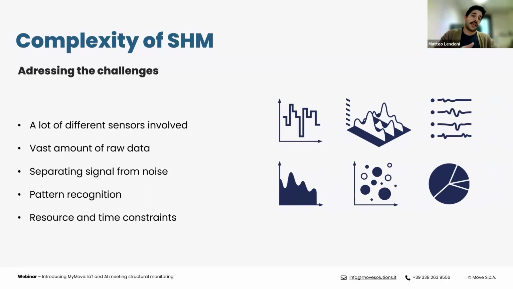On the other hand, having a lot of data means that whenever you want to understand if one of the trends you're seeing on the platform on some of the data is related to other trends on maybe different sensors on the same job site, having a lot of data coming to a platform makes that operation extremely complicated and time consuming.